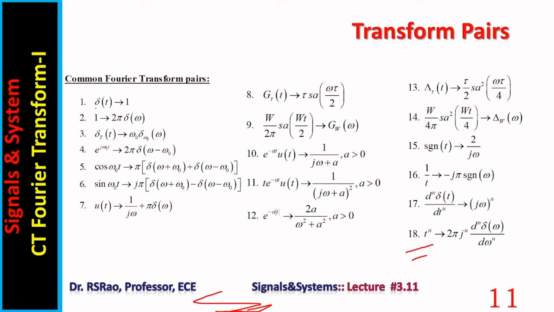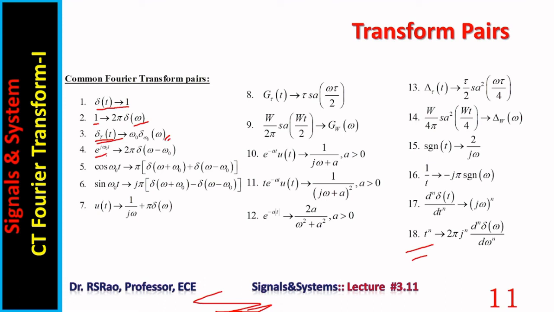Fourier transform of delta t is 1. Delta means Dirac delta function or impulse function, single impulse here. Fourier transform of 1 is 2 pi delta omega. In 3, an impulse train is considered, delta T of t, impulse train. For this, Fourier transform is omega naught delta omega naught of omega.